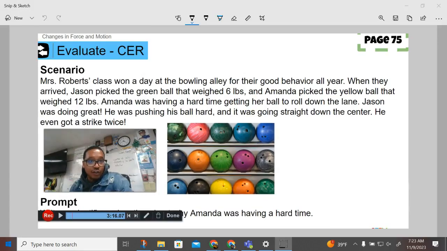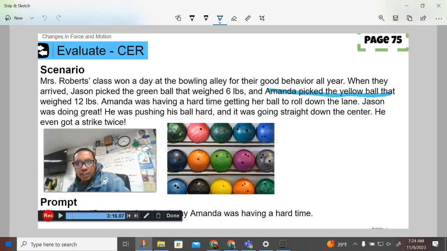All right, do you have all of your evidence lined up there? We're going to look at this evidence and divide it into 2 pieces. We'll talk about the things that have to do with Jason and then the things that have to do with Amanda. Let's go ahead and do Amanda's first, okay? Amanda picked a yellow ball that was 12 pounds. That's the important part. The yellow part might be important, I'm not certain, but for sure the fact that her ball weighed 12 pounds is important.